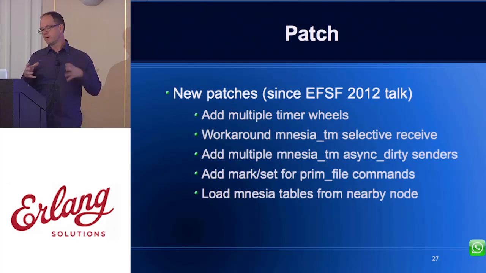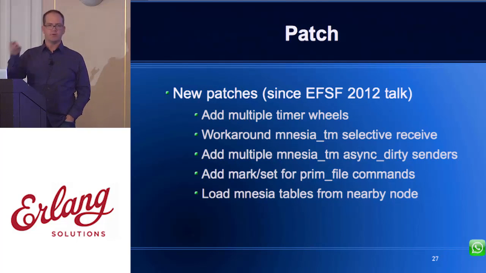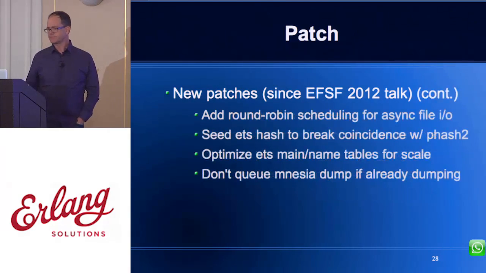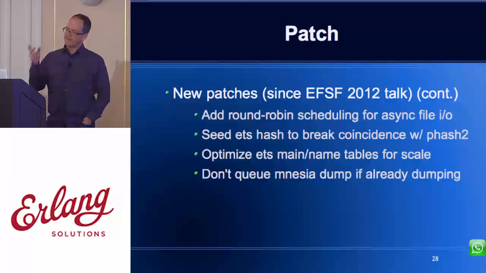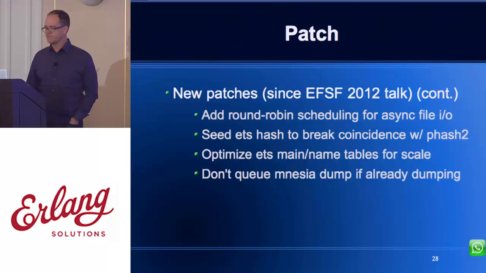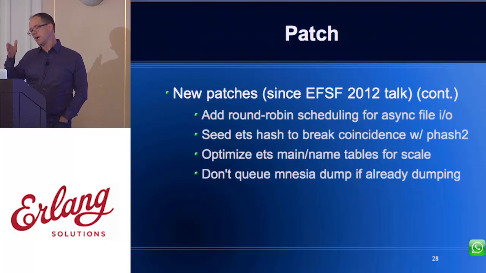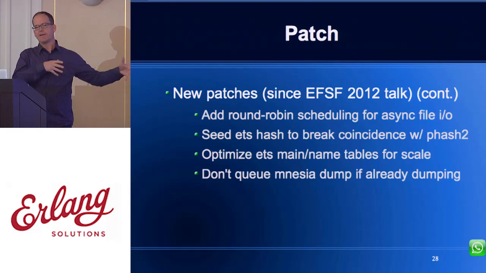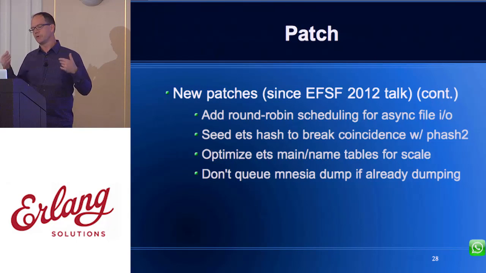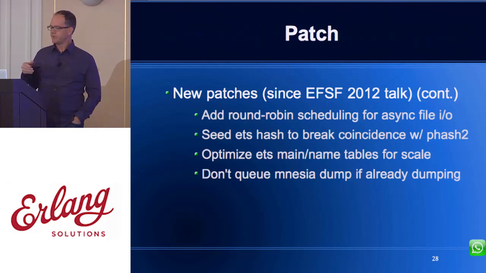And then finally, some of our clusters span the continent, and so I taught Amnesia how to load from a nearby node rather than pulling stuff cross country. I mentioned the round-robin scheduling for async file I/O and breaking the hash coincidence. Made a pass on optimizing the ETS main and name tables, which are accessed on every ETS operation. So on those nodes where we have several tables with lots of fragments, it's lots of ETS tables. There was a lot of contention on those tables.